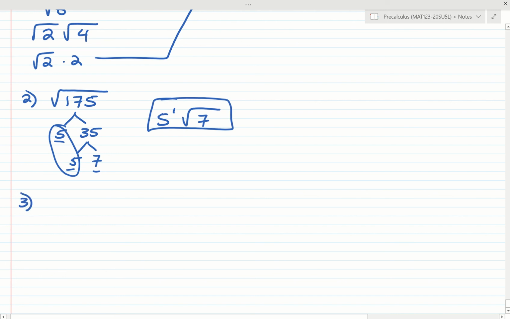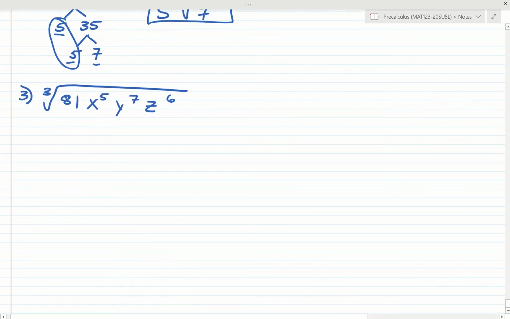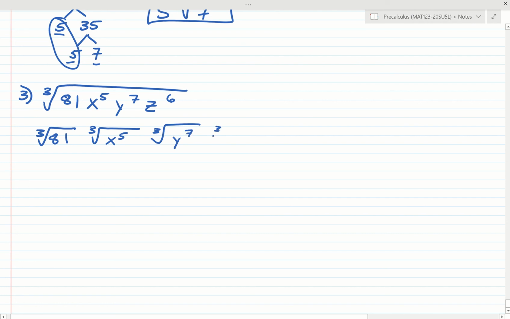And then our last problem, let's get a little creative with this one. Let's say the third root of 81, x to the 5th, y to the 7th, z to the 6th. This is really 4 different problems. So we'll do the cubed root of 81, we'll do the cubed root of x to the 5th, we'll do the cubed root of y to the 7th, and we'll do the cubed root of z to the 6th.